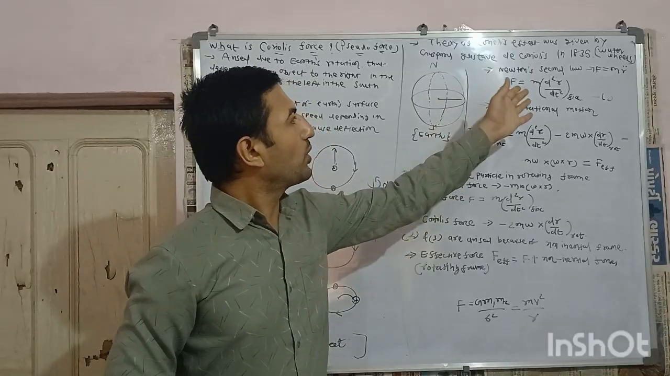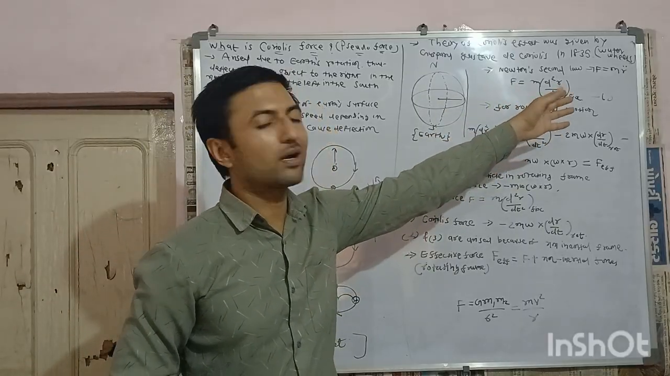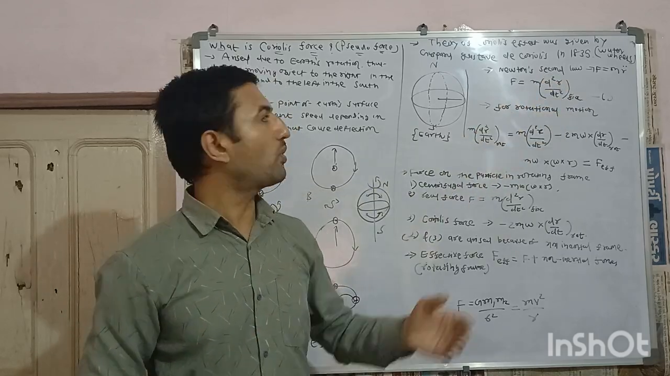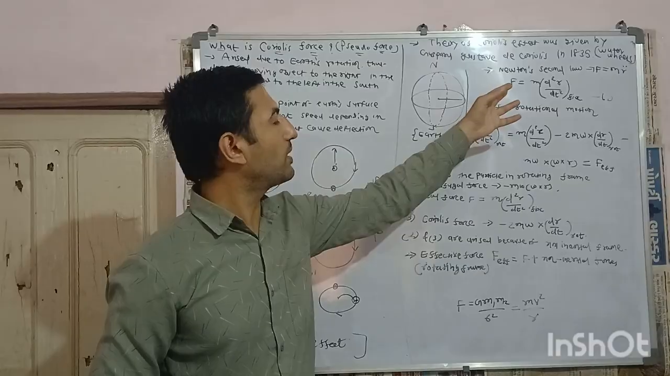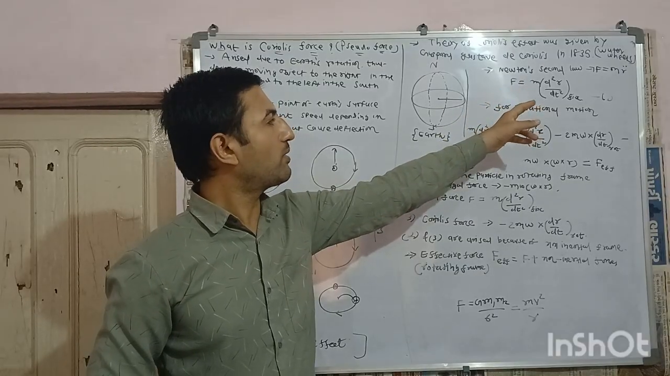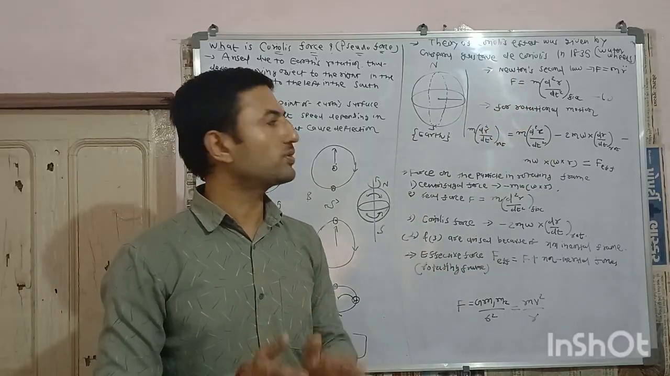Now consider any particle in a rotational frame of reference. If we consider Newton's second law, that is F = m r double dot, and if we consider a fixed system, then the force will be given as F = m (d²r/dt²). Here I have shown fixed, as it shows the fixed system.